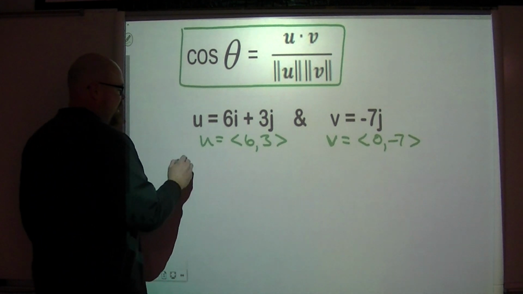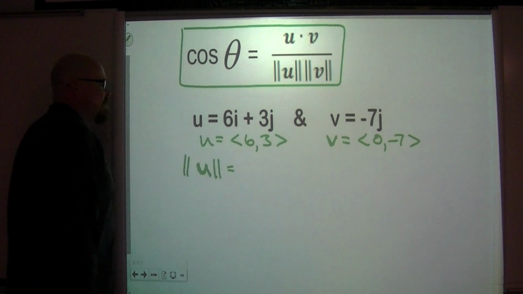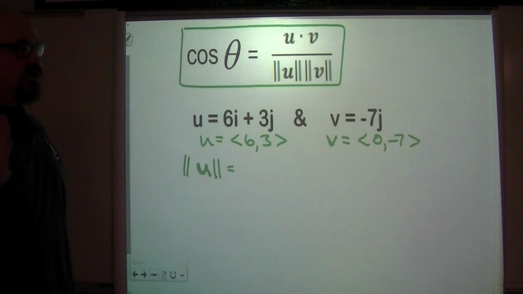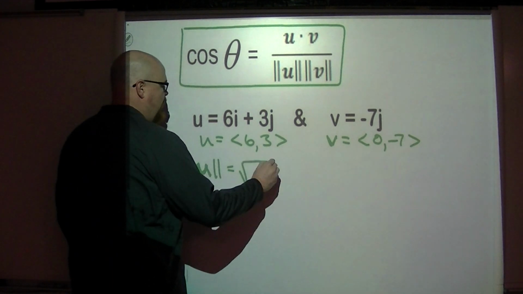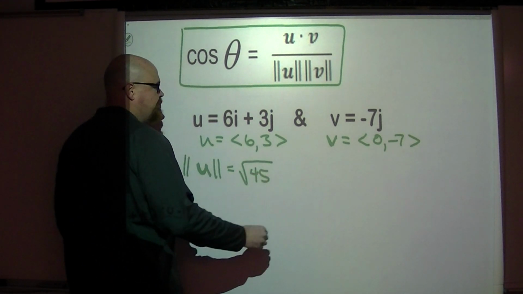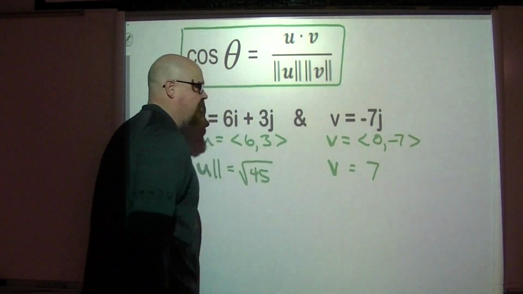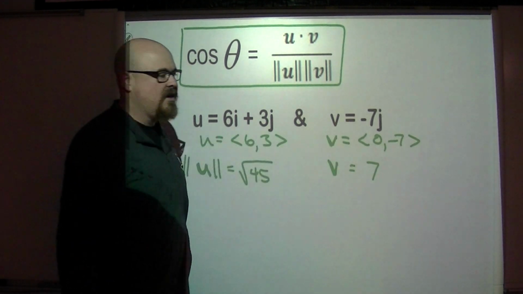For the first thing, I'm going to let you figure this out on your own. You should be able to come up with that magnitude on your own at this point. You should have been practicing it quite a bit to get up to this point. But this is the square root of 45. The magnitude of v is actually kind of nice. We get 7 for that. Think about it for a second. Why is the magnitude of this vector 7?